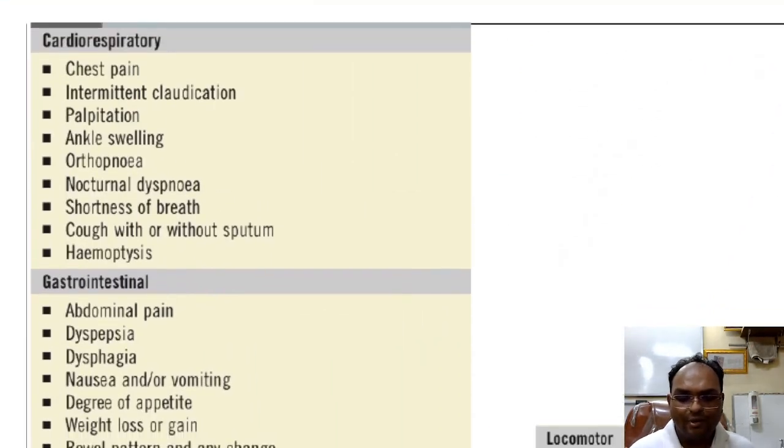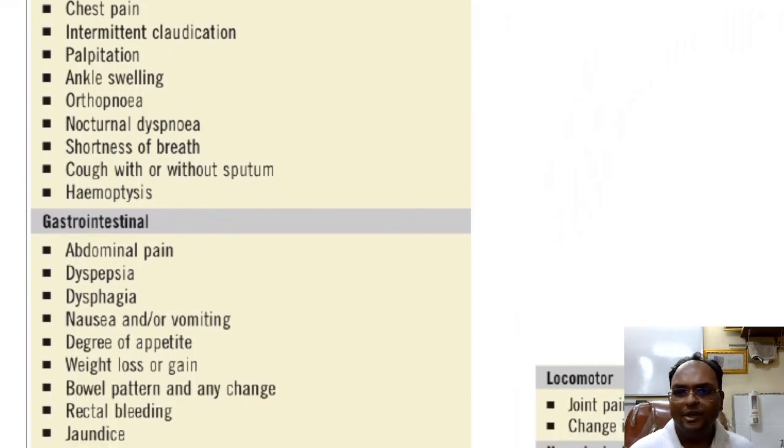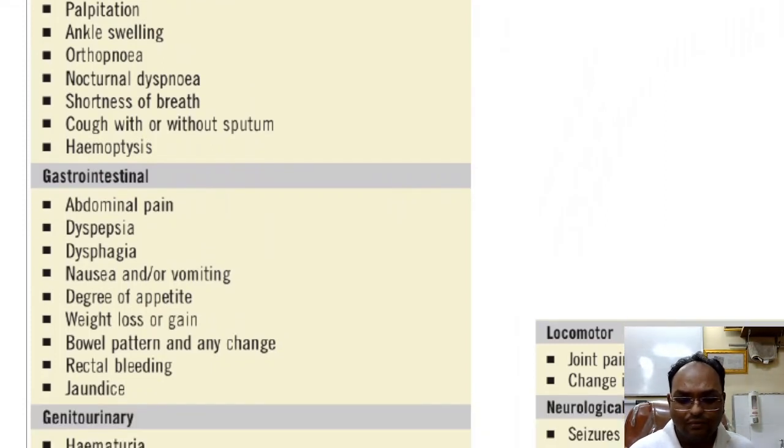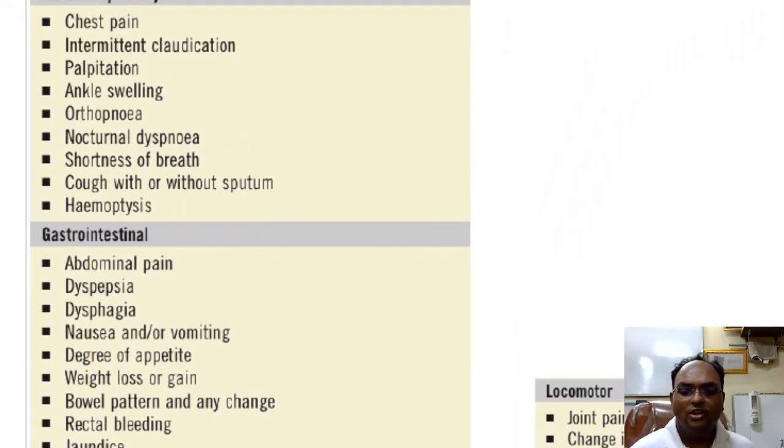Again, more or less you have the same history. This one's taken from, I think, MacLeod's. I've tried to cover both the books, MacLeod's and Hutchison, so you can have a good overview of whatever is happening. Orthopnea and PND, these are important cardiological symptoms.